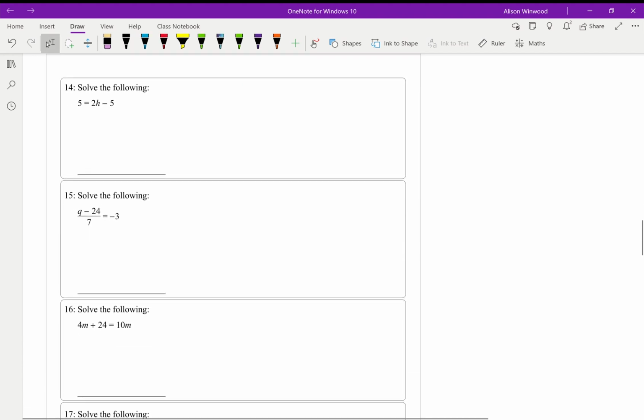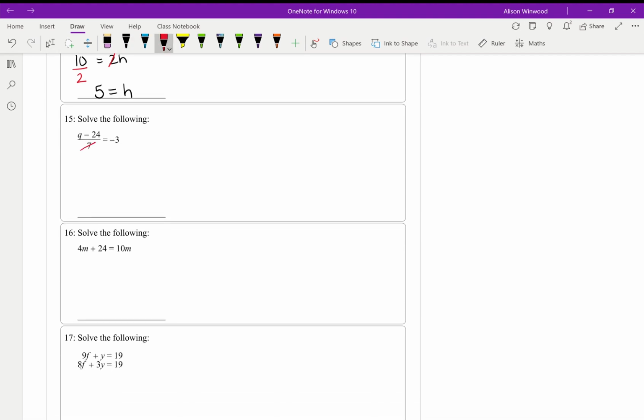Solving equations. Opposite of subtract 5 is to add 5. 5 add 5 is 10 equals 2h. Opposite of multiply by 2 is divide by 2. 10 divided by 2 is 5, so 5 equals h.